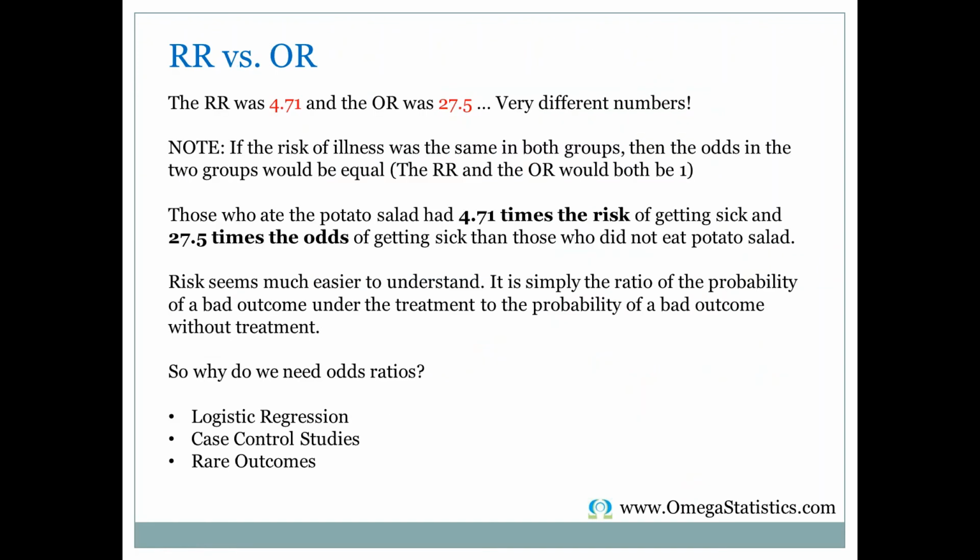Okay, risk ratio is 4.71. The odds ratio was 27.5. Very different. If the risk of illness was the same in both groups, both your potato salad eaters and non-potato salad eaters, then the odds in the two groups would be equal, and both the risk ratio and the odds ratio would be 1. But those who ate the potato salad had 4.71 times the risk of getting sick and 27.5 times the odds. Okay, risk seems a lot easier to understand because the 4.71 makes much more sense than the 27.5.